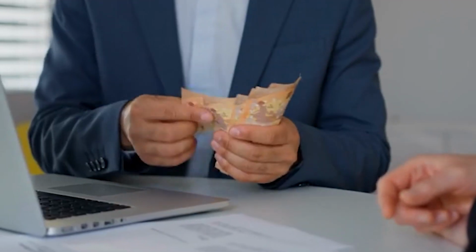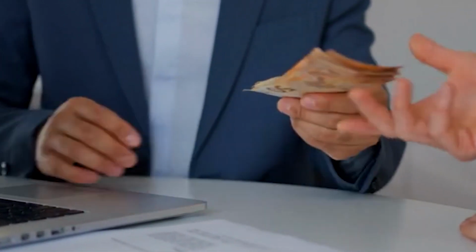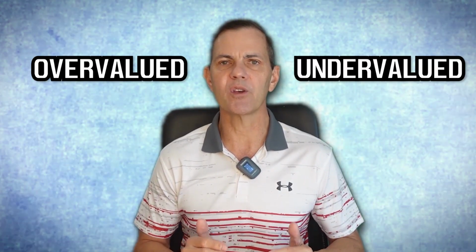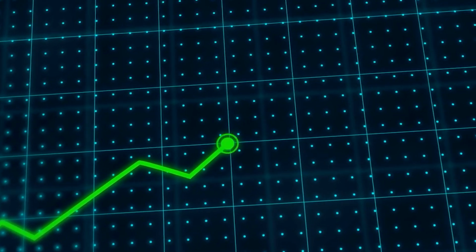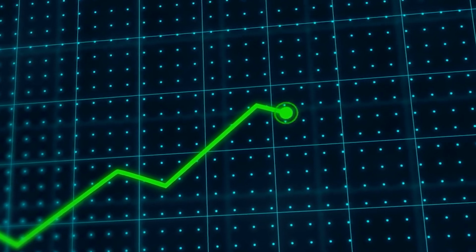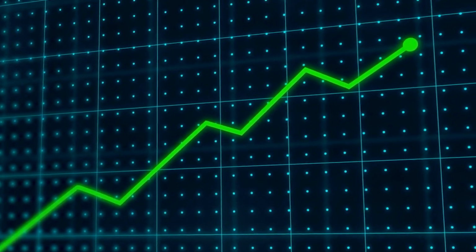Simple, right? But here's where it gets interesting. The PE ratio offers a snapshot of what the market is willing to pay for a stock relative to its earnings. It's a quick way to check if a stock is overvalued or undervalued compared to its peers or the market average. Higher PEs suggest higher expectations of future growth, while a lower PE might indicate a potential bargain. But it's more than just a number. Context is king. The same PE ratio can signal different things in different industries or economic climates.